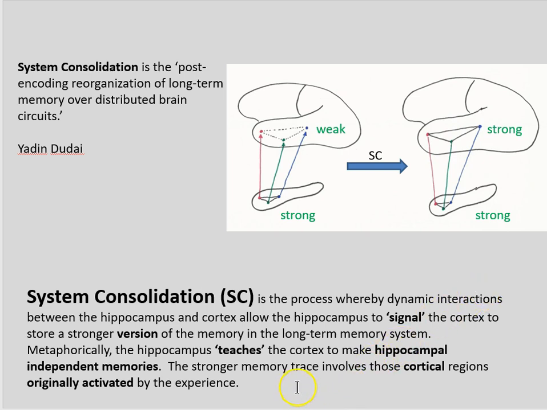So again, the idea here is that the processing of memory involves multiple brain regions and a transformation, a change in the memory over time. And this process is called system consolidation. It involves the hippocampus and the cortex. The hippocampus is teaching the cortex to make a stronger memory trace for the learning event.